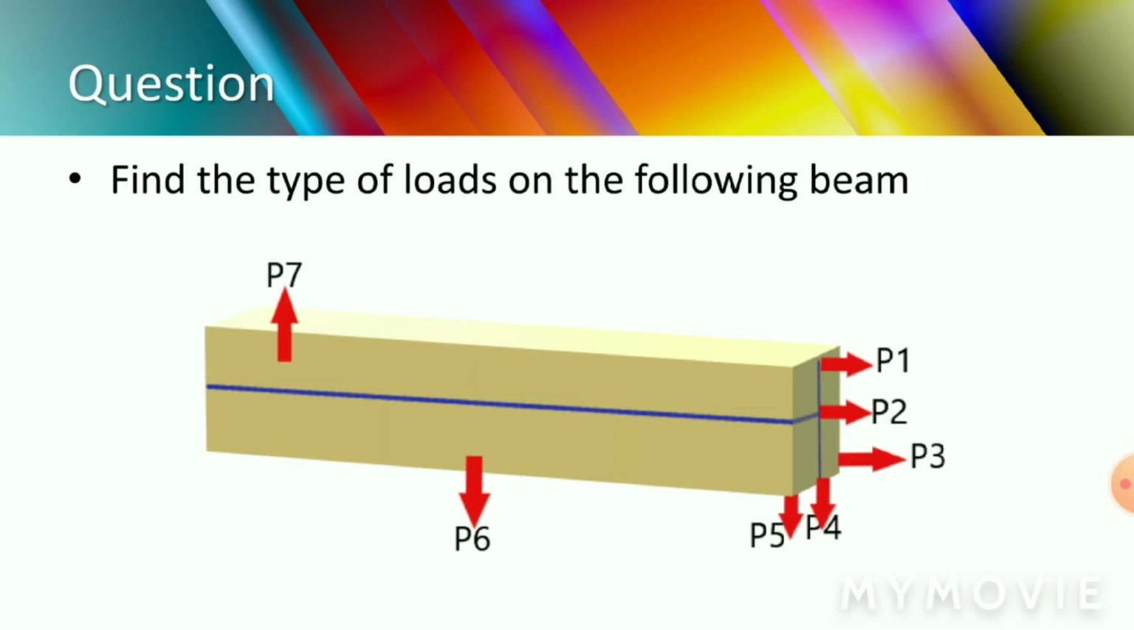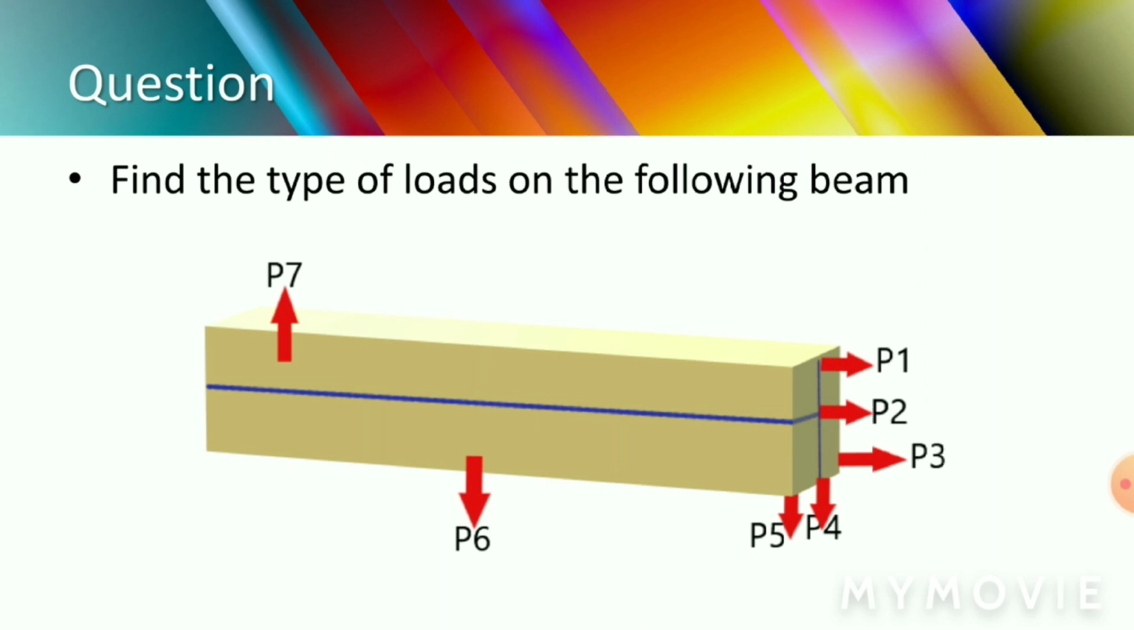P1 is acting away from the central horizontal axis or longitudinal axis. Then the P1 load is eccentric axial load. Why axial load? This load is acting perpendicular to the cross section. That's why this is axial load, and it is acting away from the longitudinal axis. That's why P1 is said to be eccentric axial load.